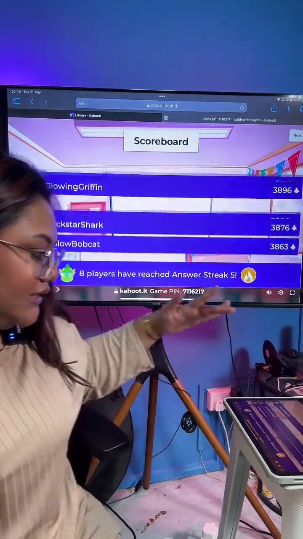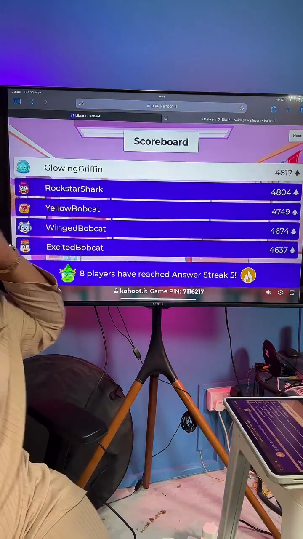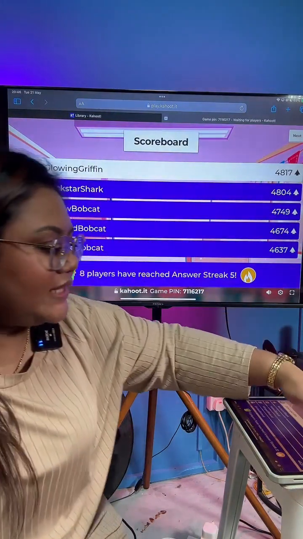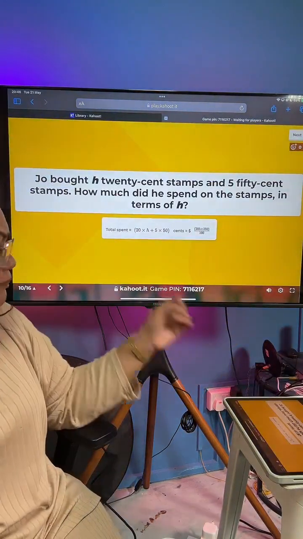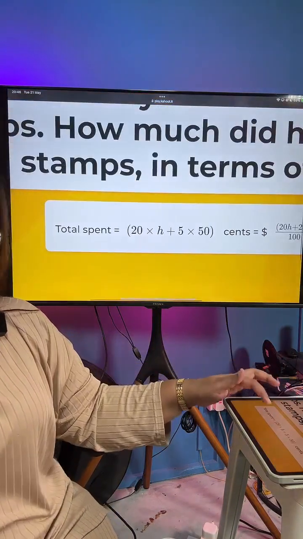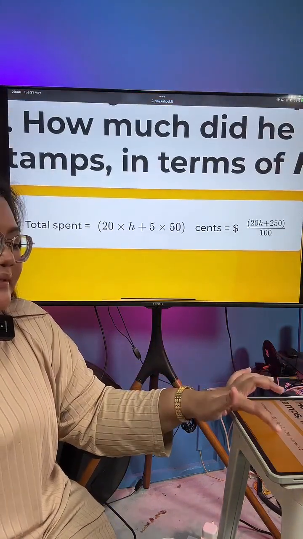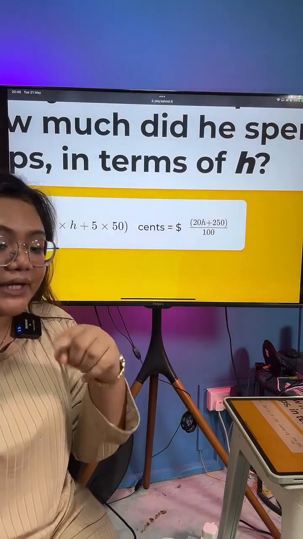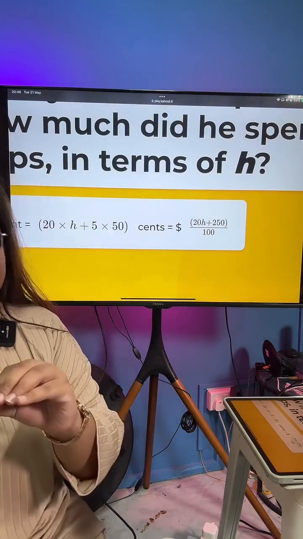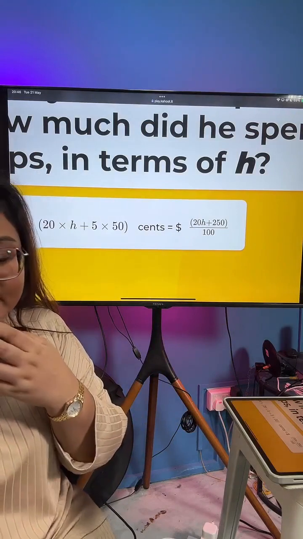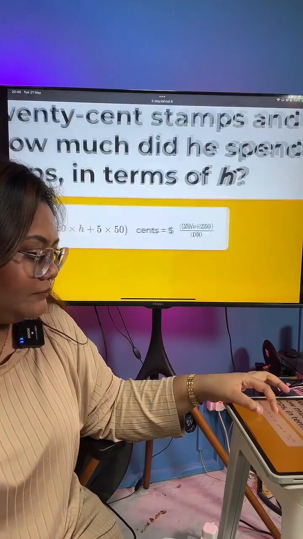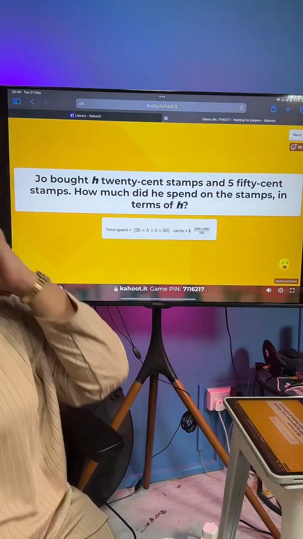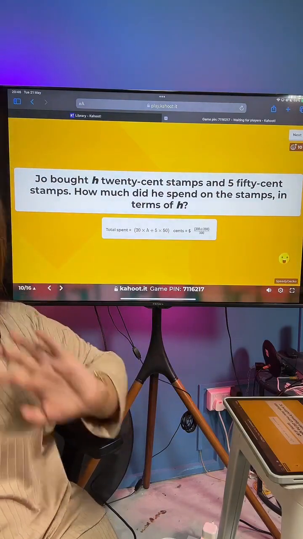Alright, so let's see. This time around, glowing briefing got it right. Nice one. Again, total spend is 20H plus 250, but this is in cents. I need to convert into dollars. That is divide by 100, okay? Because $1 is 100 cents. So divide by 100. Okay, I give you a bit more time to understand this, and then we move on.